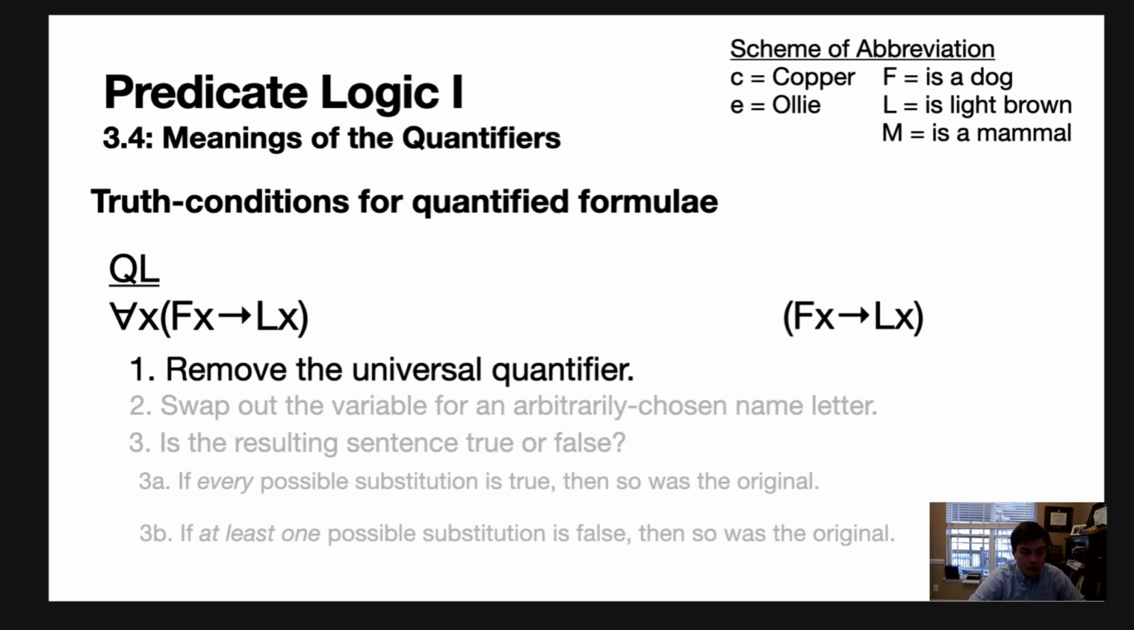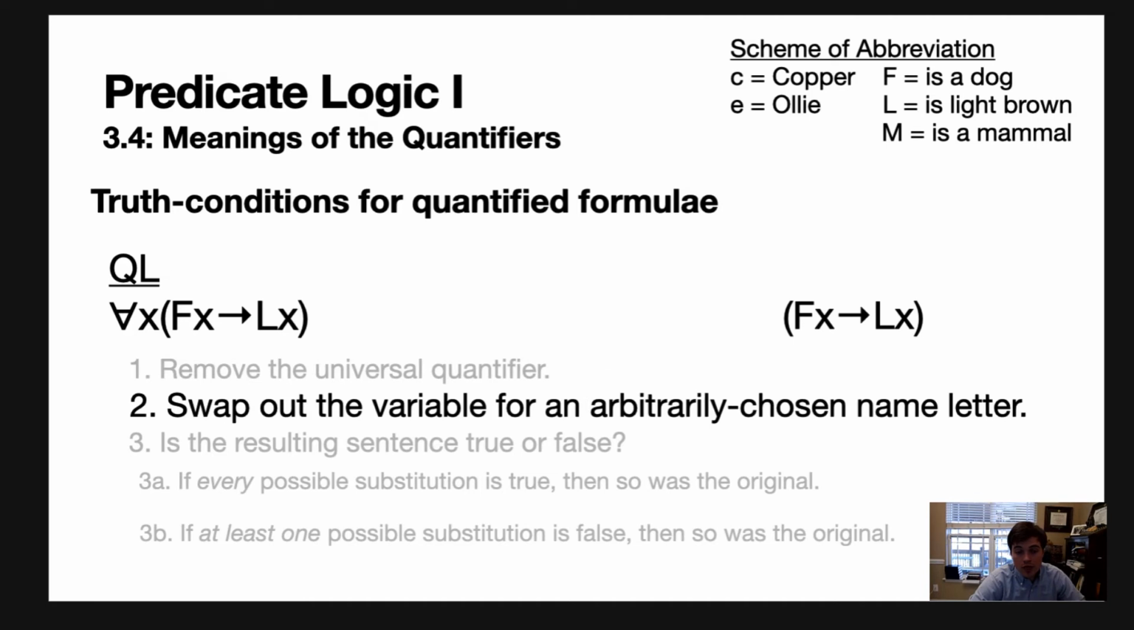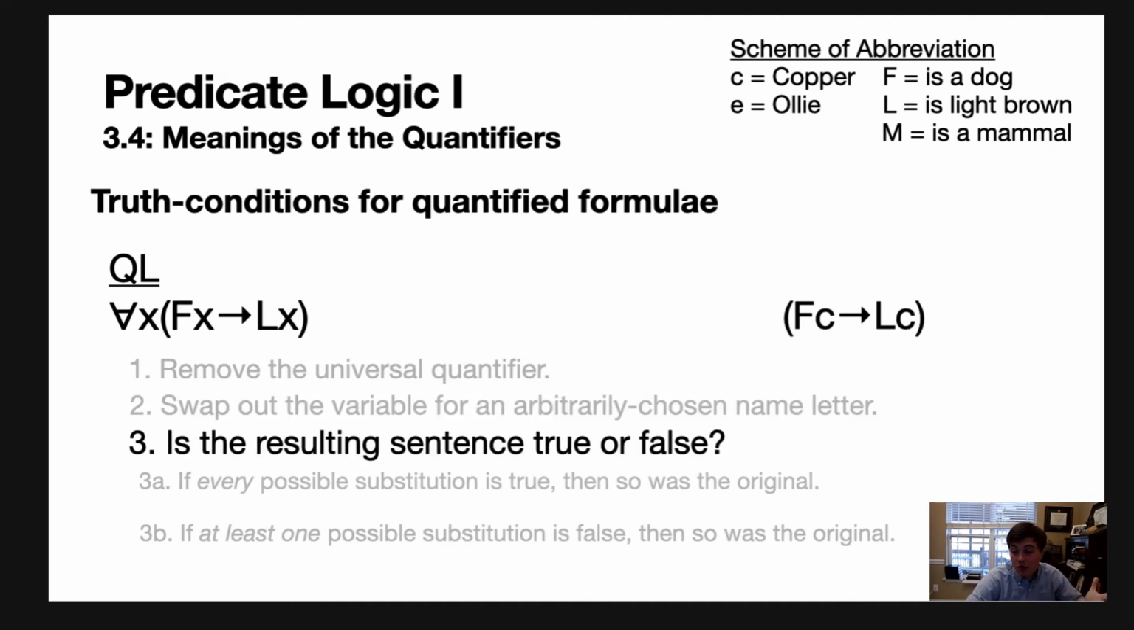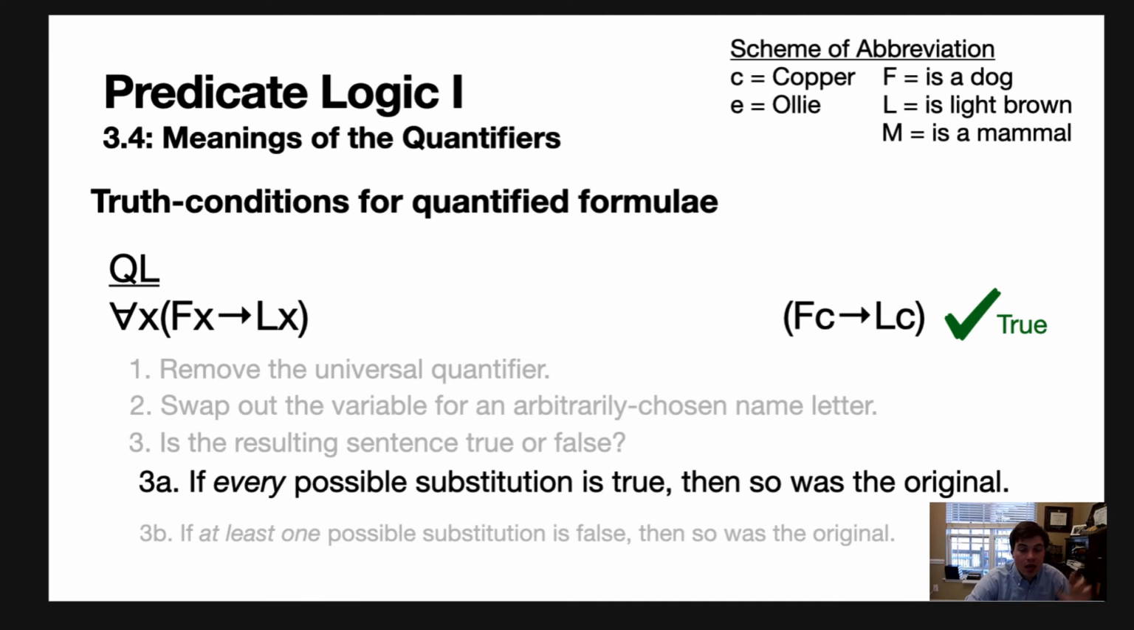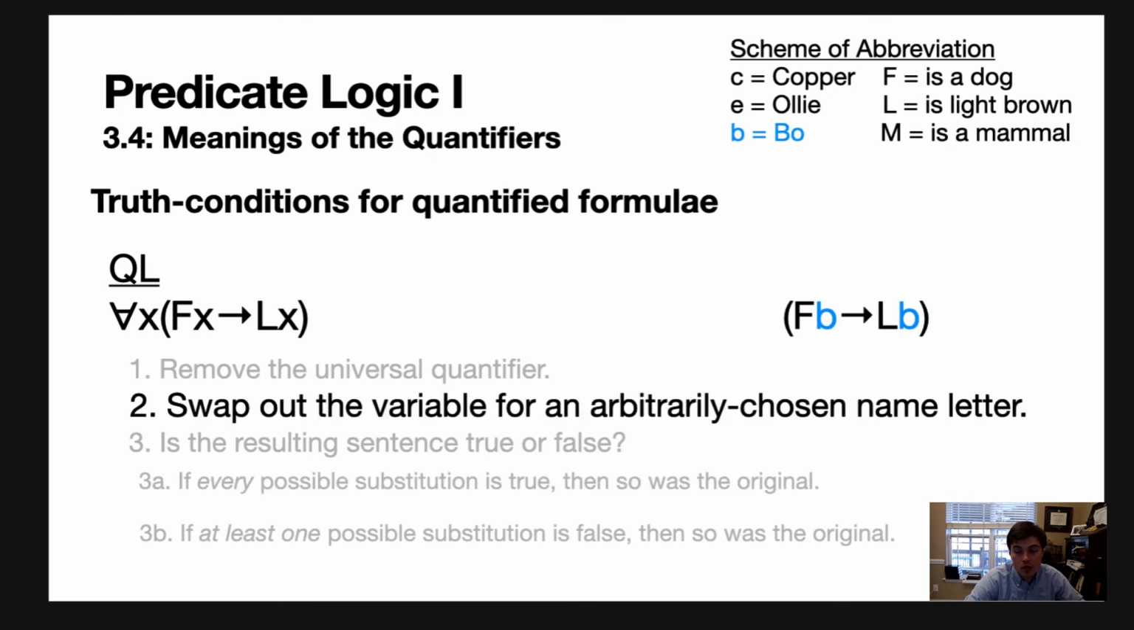Well, let's go through the same process. First, remove the universal quantifier. Next, swap out the variables in the universal quantifier for an arbitrarily chosen name letter. We'll start with Copper again, and then test it and think about whether it's true. Is it true that if Copper is a dog, then Copper is light brown? Well, once again, I should have put that picture of Copper here again. If we look at a picture of him, he's both a dog and light brown, so the antecedent and consequent are both true, and so the whole conditional is true. All right, great. Now the question is, is every possible substitution instance rendering a true conditional?